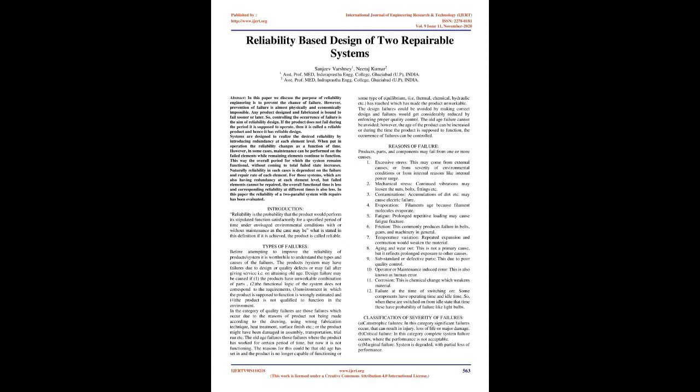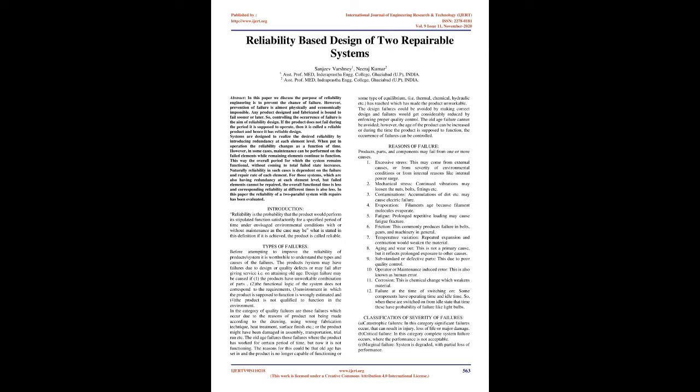Types of failures. Before attempting to improve the reliability of products/systems it is worthwhile to understand the types and causes of the failures. The products/systems may have failures due to design or quality defects or may fail after giving service, i.e. on attaining old age. Design failure may be caused if 1. The products have unworkable combination of parts, 2. The functional logic of the system does not correspond to the requirements, 3. Environment in which the product is supposed to function is wrongly estimated, and 4. The product is not qualified to function in the environment.